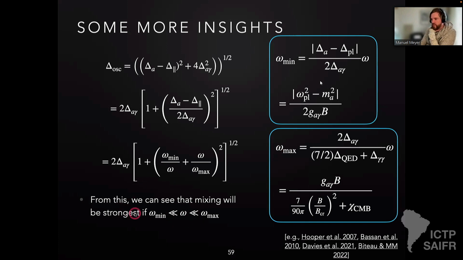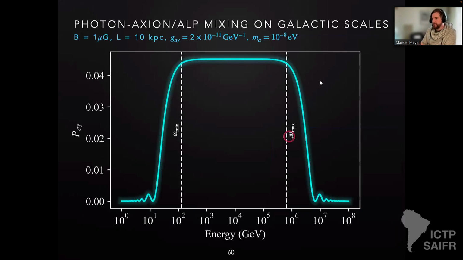Okay, so mixing will be strongest if you are in an energy regime in between this minimum energy, which is given by a combination of the plasma frequency, the mass, coupling, and B field, and if the energy is much smaller than this maximum energy, which is given by a coupling, magnetic field, again, magnetic field and dispersion term. Okay. So let's have a look at an example.